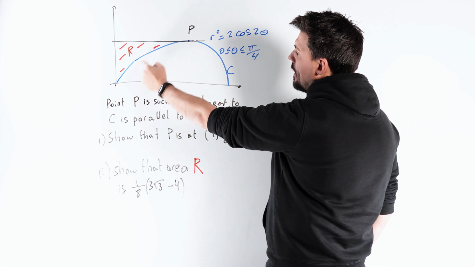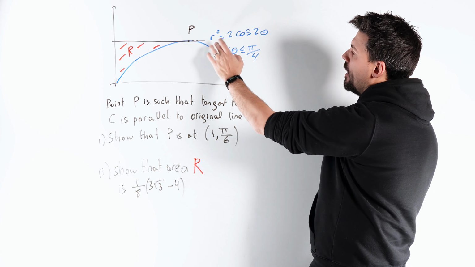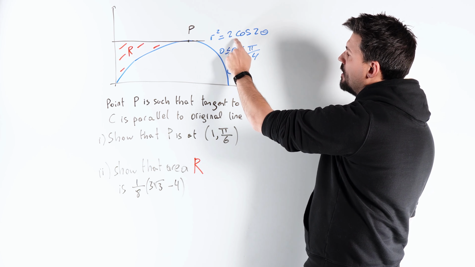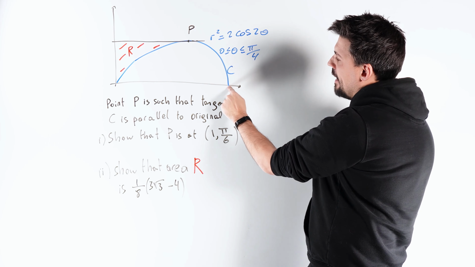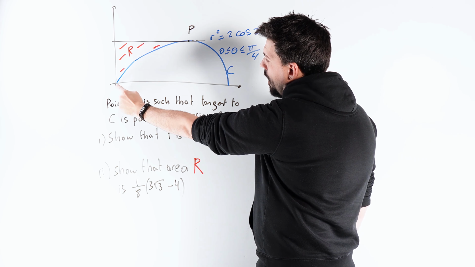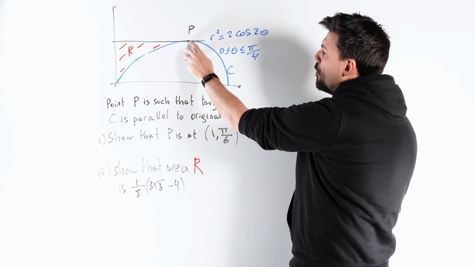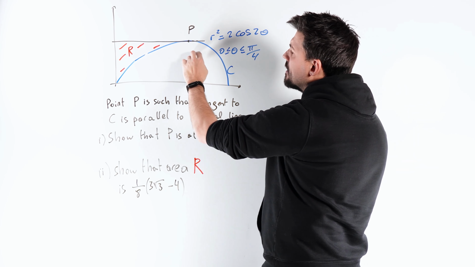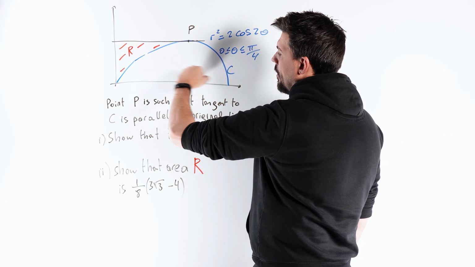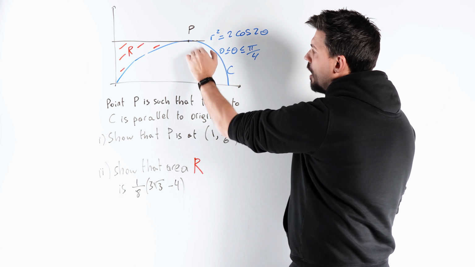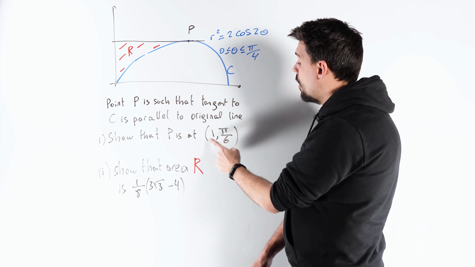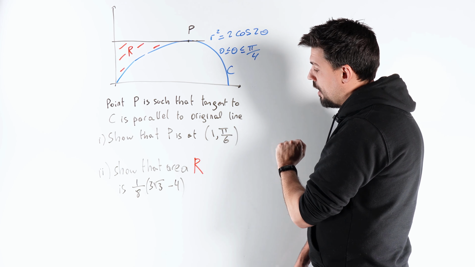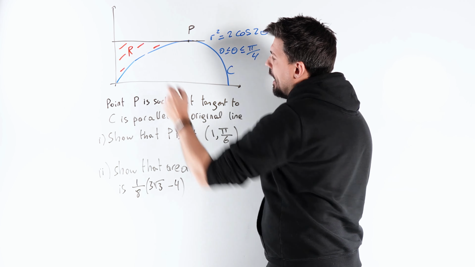So we've got here in blue our curve defined in polar coordinates as r squared is 2 cos 2 theta, with theta between 0 and pi over 4. That is, theta is 0, theta is pi over 4. First of all, the point P is a point such that the tangent to the curve is parallel to the original line. Our job is to show that the coordinates of P are this. This is in polar coordinates, so r is 1, theta is pi over 6. Then we need to find the area of R.